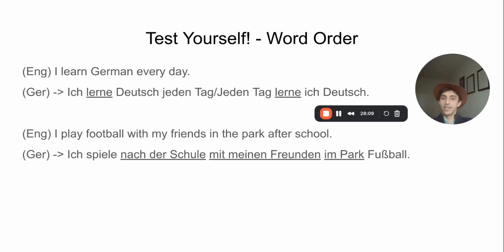So most naturally in German, this would be Ich spiele nach der Schule mit meinen Freunden im Park Fußball. So again, we're following that time, manner, place rule. That is the most relevant rule for this. The verb is still second here. It's the second element in the clause, ich spiele. But we're focusing more on the time, manner, place rule here. So time, when the event is going to happen, or what happens, comes first, nach der Schule, after school.